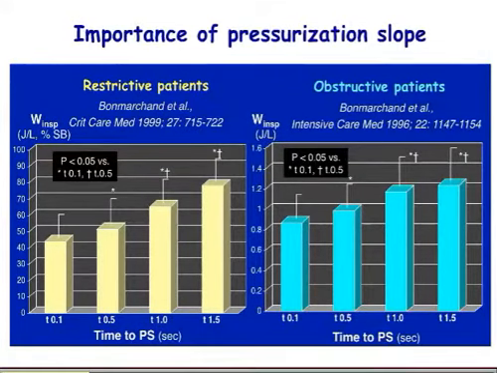Several years ago, Guy Bonmarchand from Rouen and his team showed that as you decrease the time taken to reach the preset level, meaning you sharpen the pressurization slope, you are going to have a decrease in the work of breathing, and this was shown both in restrictive and in obstructive patients. So intuitively, that would mean that the easiest option is to put the fastest pressurization rate possible on the ventilator.